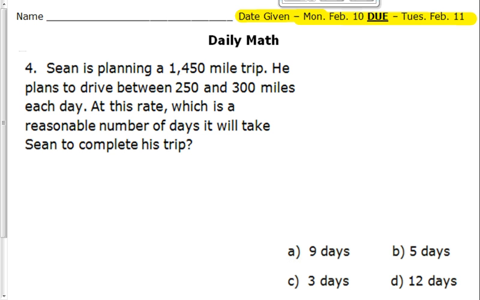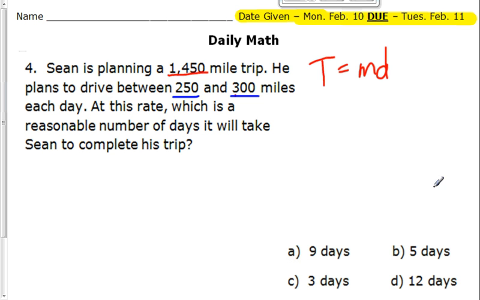Well, we know the answer has to be 1,450, and he's doing it each day. So that's the same thing as saying the number of miles times the number of days equals the total miles. Okay, this problem has a low and it also has a high.